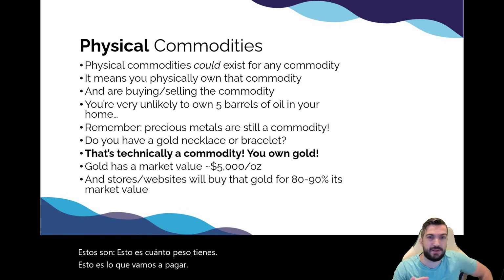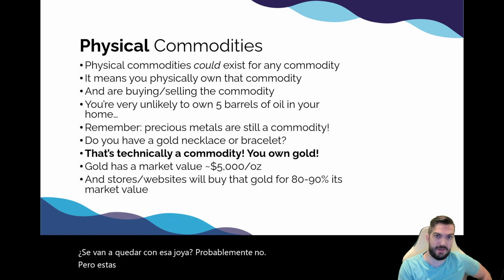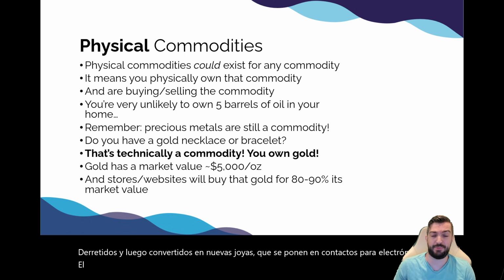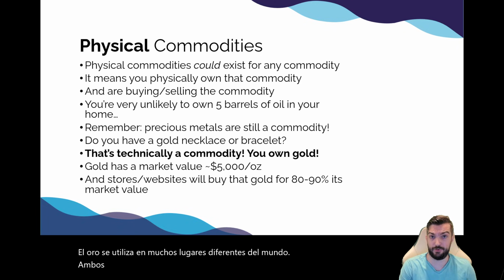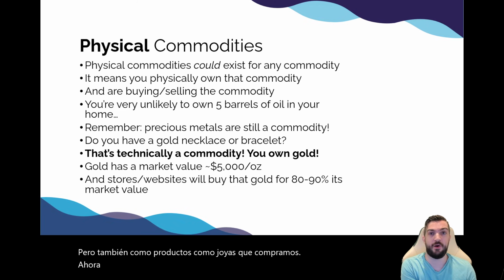Are they going to keep that piece of jewelry? Probably not. But these metals can be taken, melted, and then made into new jewelry, put into contacts for electronics. Gold is used in many different places in the world, both to manufacture stuff, but also as products like jewelry that we buy.